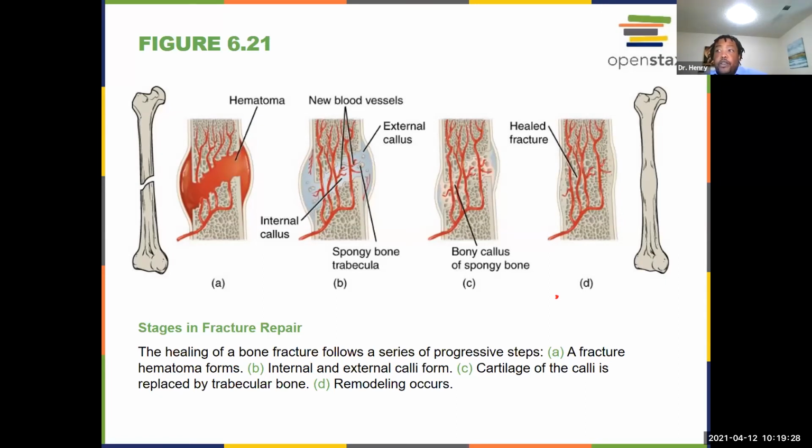Okay, so then you're going to get more of what they call the bony callus. So it's going to be more of those spongy bone fragments that are entered in there, and then they're going to be producing those cells that are in that bone matrix. They're going to be producing more and more cells in that matrix to reform that matrix itself. And then your fracture is pretty much going to heal.